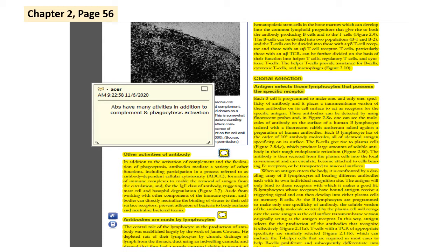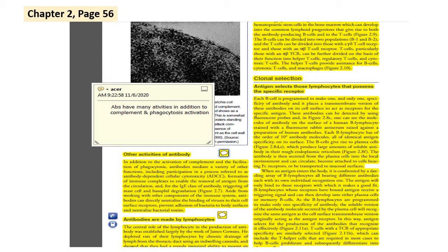Now, what are other activities of antibodies? There are many activities in addition to phagocytosis or complement activation. There are many activities such as directly neutralizing viruses, preventing bacterial adhesion to body surfaces, neutralizing bacterial toxins, antibody-dependent cellular cytotoxicity, and formation of immune complexes, to enable removal of antigen from circulation.